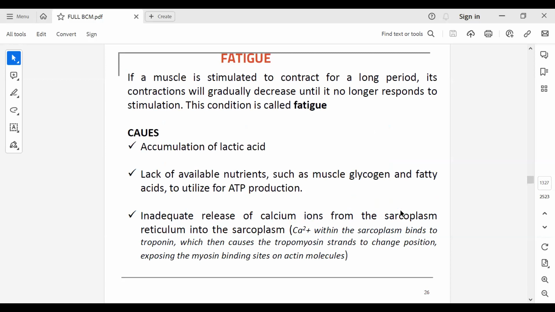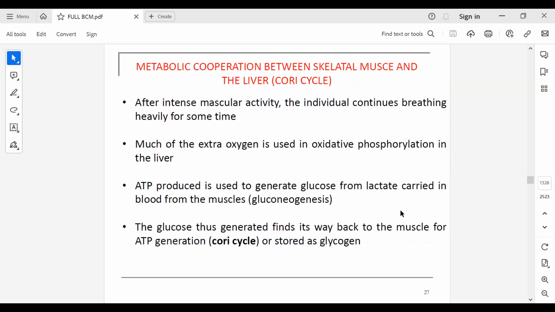So, if a muscle is stimulated to contract for a long period, it will get tired and you're not able to contract that muscle anymore, and that means you are fatigued. That will be because of accumulation of lactic acid, lack of available nutrients, and of course less release of calcium.